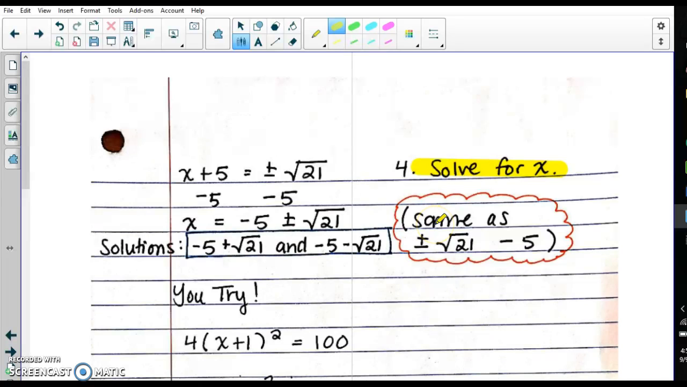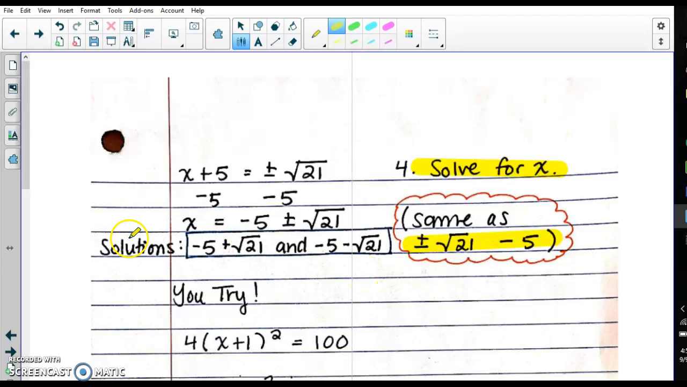Now, some of you may wonder, why is the -5 in front instead of behind? That's just the way that it's written. And that's the most common way. That's the way you'll see it 99% of the time. It's not any different than this. Okay, you could put -5 on the back side and you still get the same answer, but that's just not the way that we write it. So your solutions are -5 plus square root of 21 and -5 minus square root of 21. And that's your final answer.